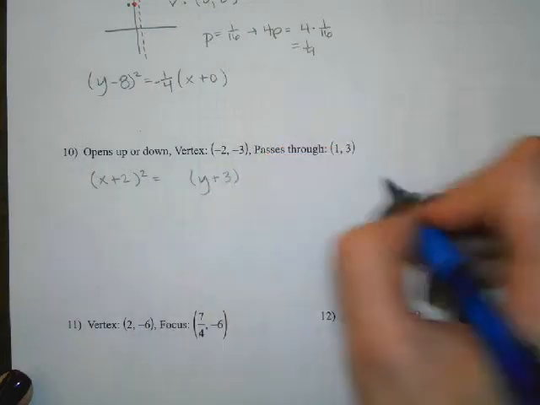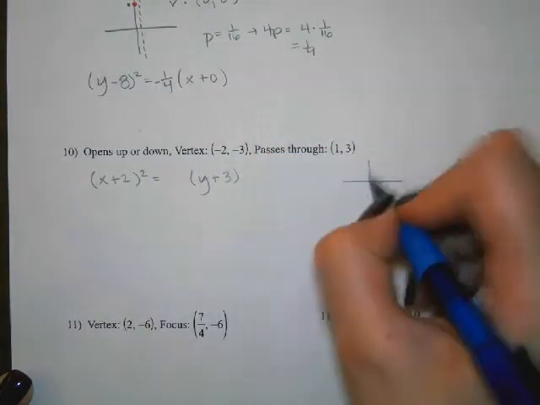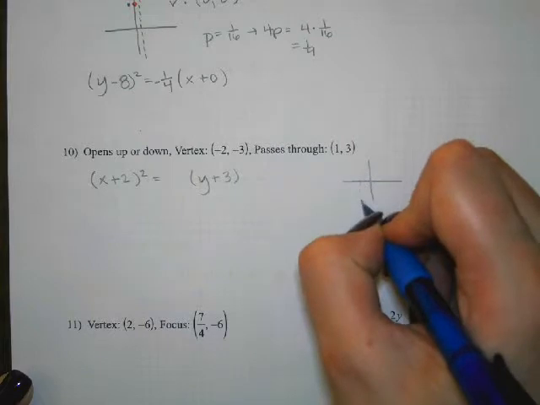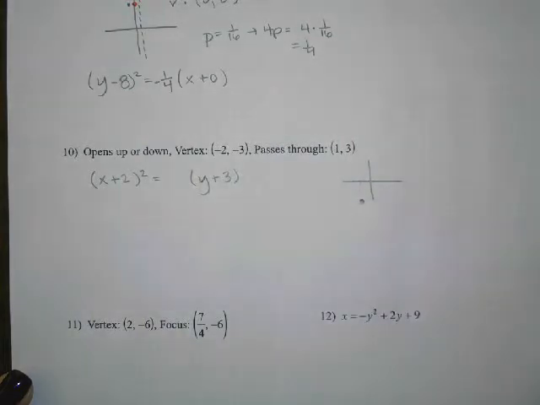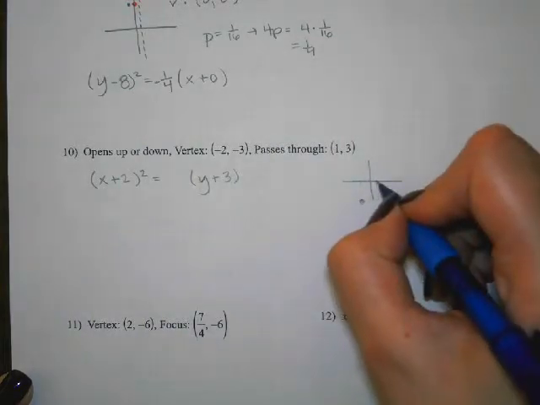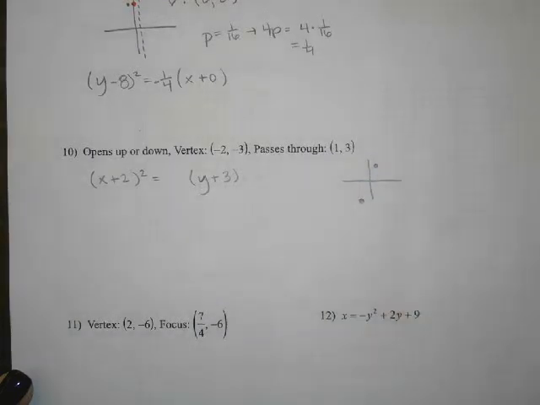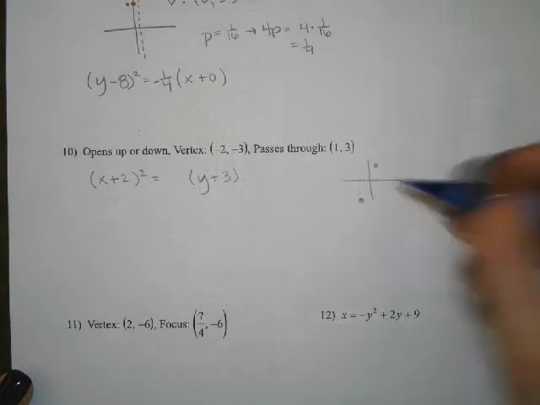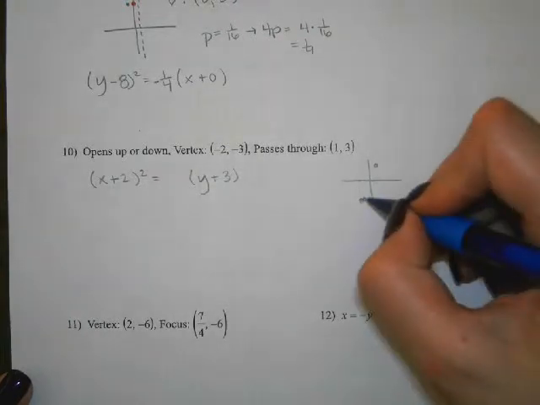Okay. So if I draw a picture of this, left 2, down 3, that's the vertex. And then we have the point 1, 3. Does this graph go up or down? This is the vertex. Has to go up. Okay.